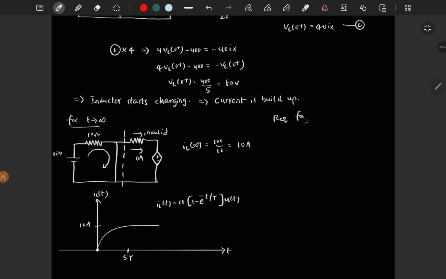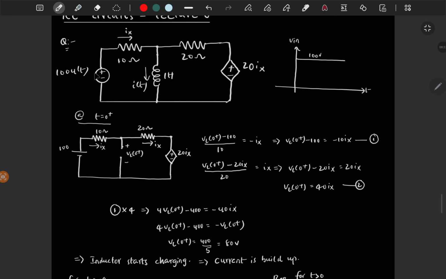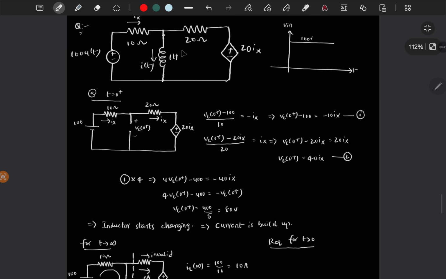R equivalent for t greater than 0, you have to kill the independent sources. So you have to short circuit this voltage source, then this will be short circuited, and you have between these two terminals from left side, for left side you have 10 ohms, and if you check for right side, then there is one dependent voltage source. It is depending on the current flowing through 10 ohms branch, right?